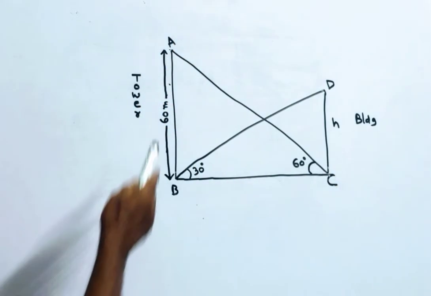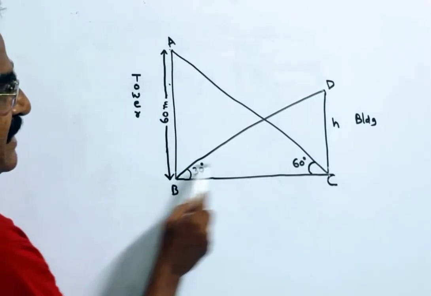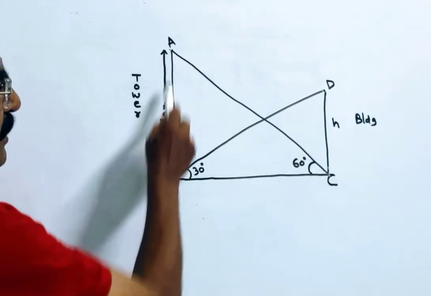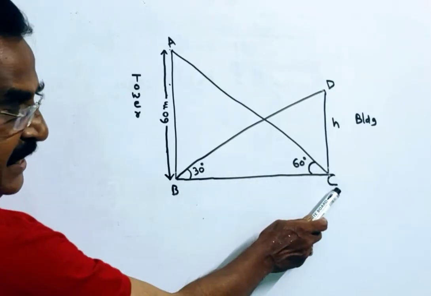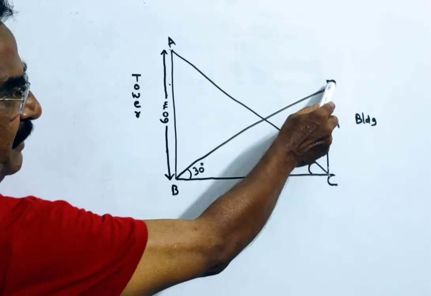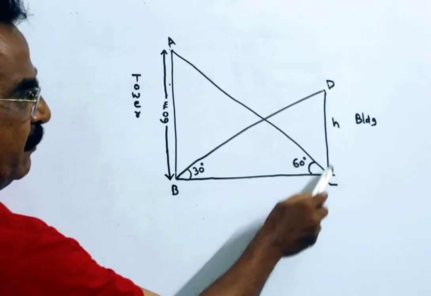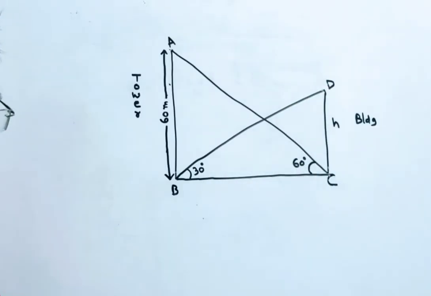Friends, first let us consider this triangle, triangle ABC. From this triangle we can find BC. And after that, from the triangle DBC we can find the height of the building.